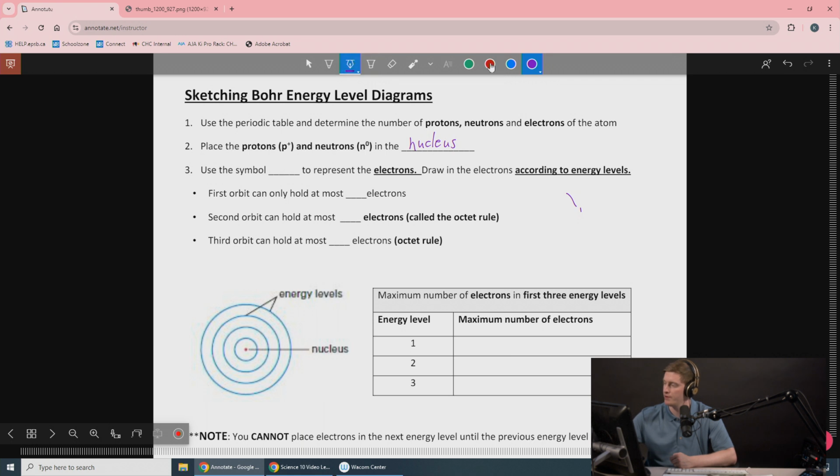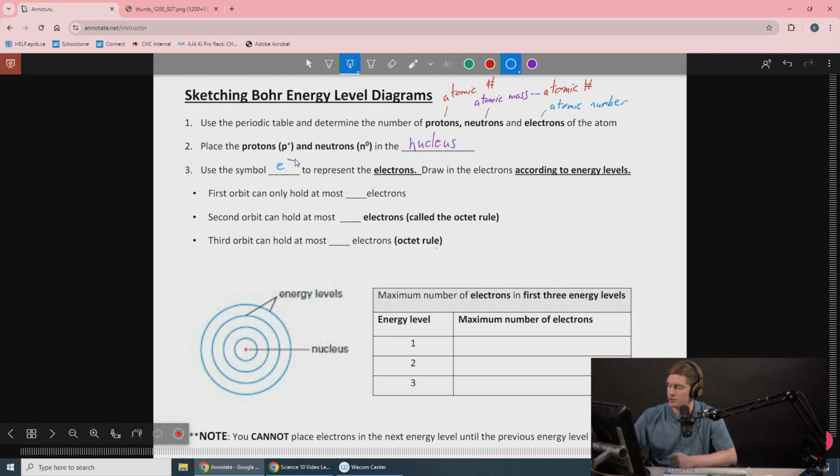Remember that the number of protons is the atomic number. And remember that the number of neutrons is your atomic mass if you subtract the atomic number. And for atoms, the electrons will also be our atomic number. You're going to use the e- symbol to represent electrons, and you'll put electrons in according to energy levels.